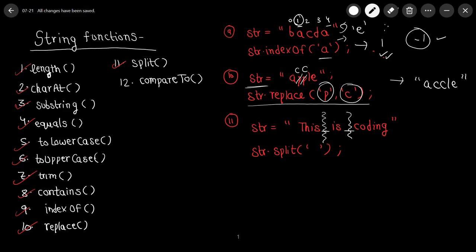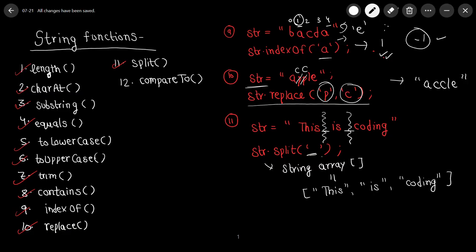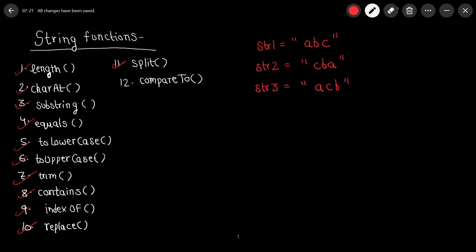So it splits from there, here. It also returns a string array as output. In the string array, it would have a collection of all the words we split using this separator. So we would have "this", "is", "coding". That is all the words we got after splitting based on our separator. So this was the split function.